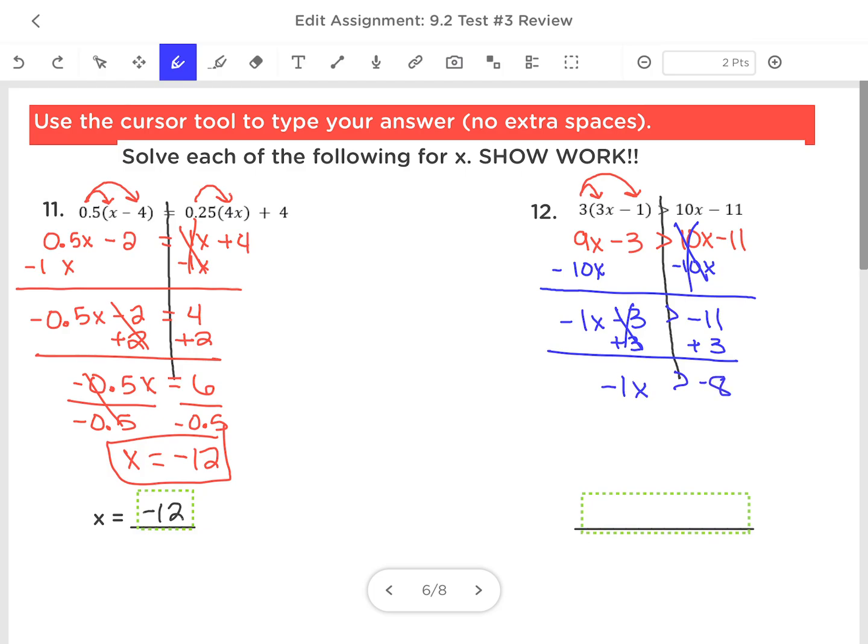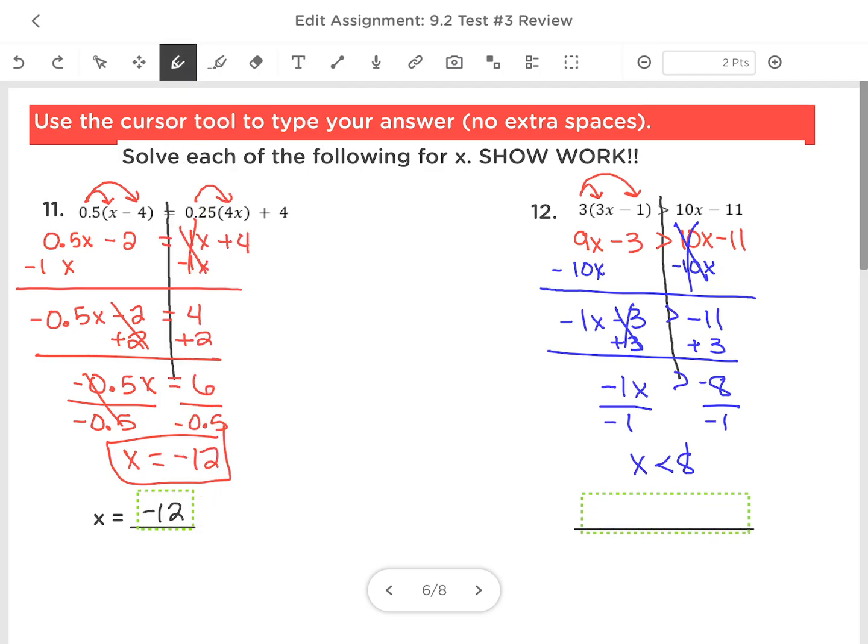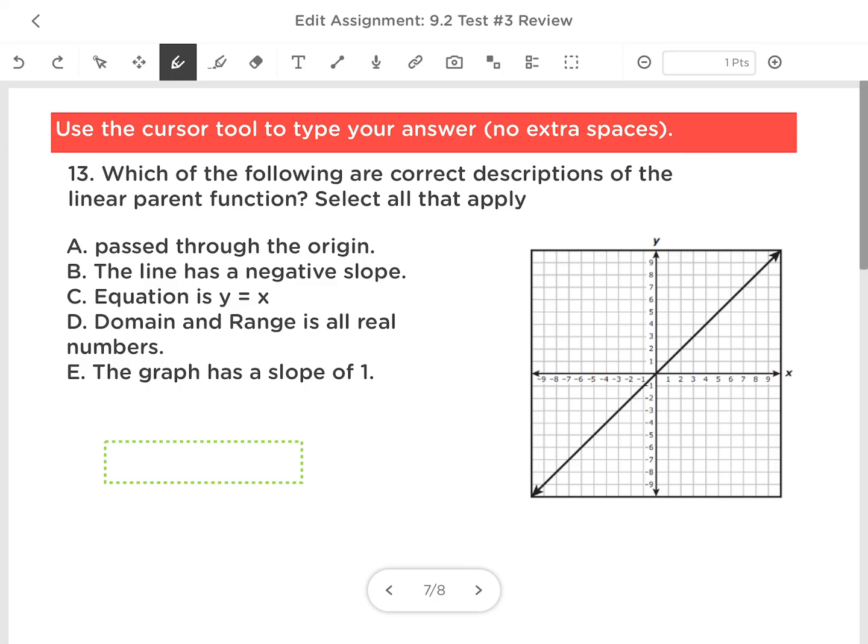Okay, I need to divide both sides by negative 1, but something special happens when we divide by negative 1. Our sign flips the other way, and negative 8 divided by negative 1 is positive 8. So in the text box, you would type in x is less than 8. x is less than 8. Okay, looking at the next one.